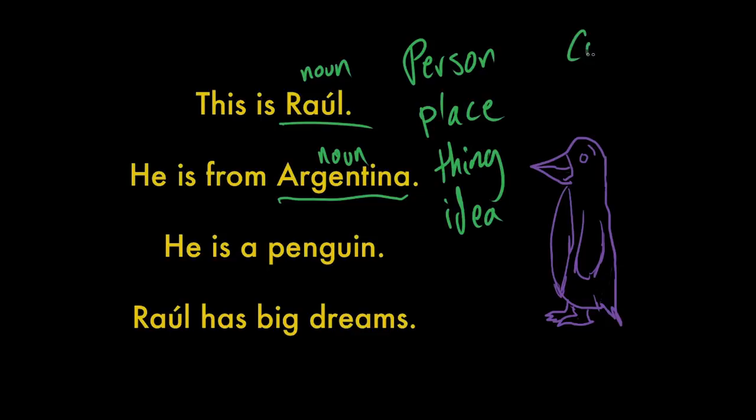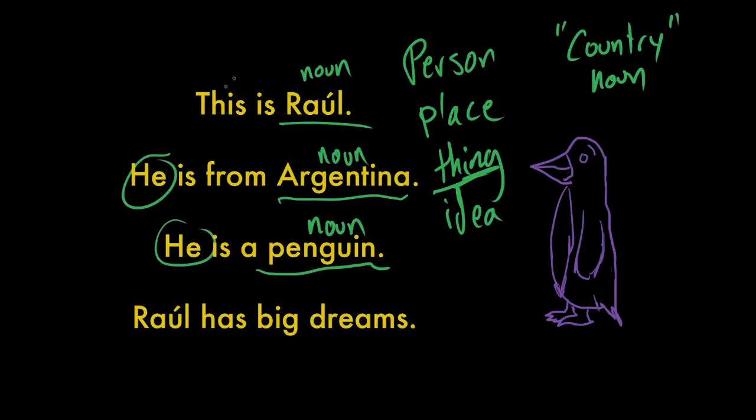Argentina, incidentally, is a country, and the word country is also a noun, because it is a thing. So, sentence the third, he is a penguin. Now, a penguin is a living being or a thing, so we can say, oh yes, penguin, that is a noun as well. So you've noticed I'm not circling he or this. These words are pronouns or relative pronouns, and they can sometimes behave like nouns, but I wouldn't call them nouns. That'll just get confusing. So these are pronouns, and we'll get to them later.